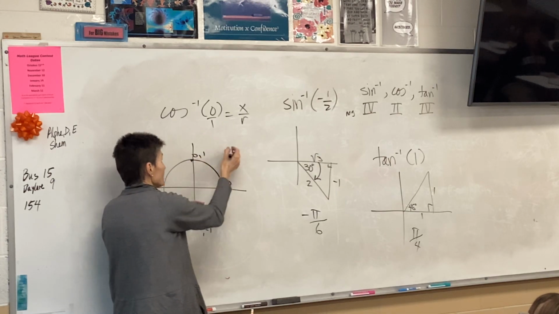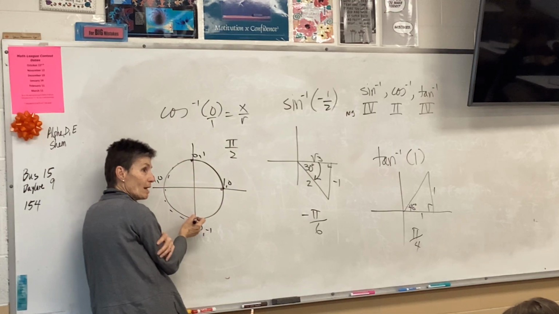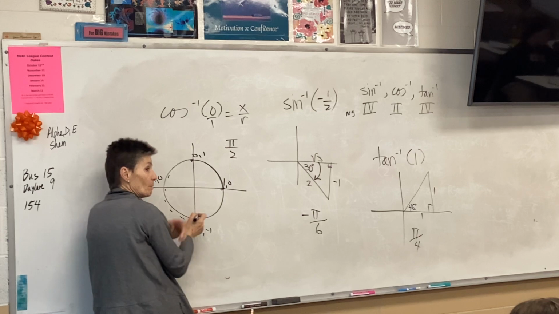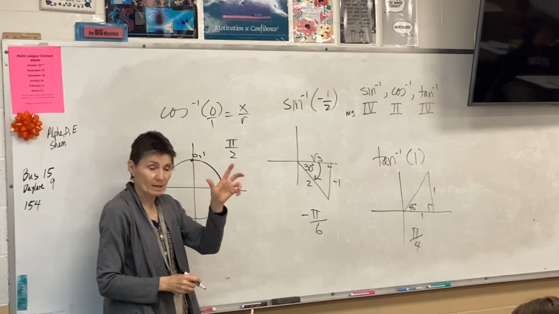Pi over 2. What angle is that? Pi over 2. Now, if you kept going, would this one down here also have a cosine of 0? Yeah. But remember, there's only one answer, and you take the first one you come to.